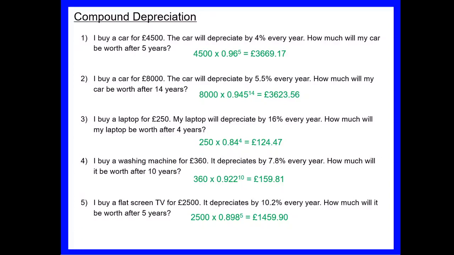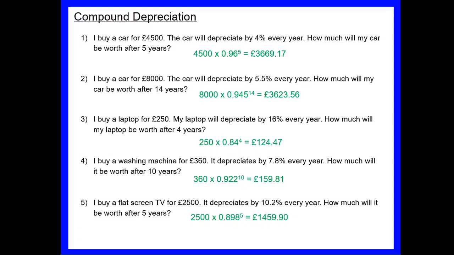Our £250 laptop then is going down by 16% every year, so a much larger figure. So 100 minus 16 is 84%, so a decimal multiplier, as we can see, of 0.84. For 4 years is £124.47. The washing machine then, £360, going down by 7.8%. So again, 100 minus 7.8. If you're not great at doing that in your head, then please use your calculator. You don't have to do these in your head. So that's 92.2%. So as a decimal multiplier, 0.922, and we're doing that for 10 years. So £159.81.